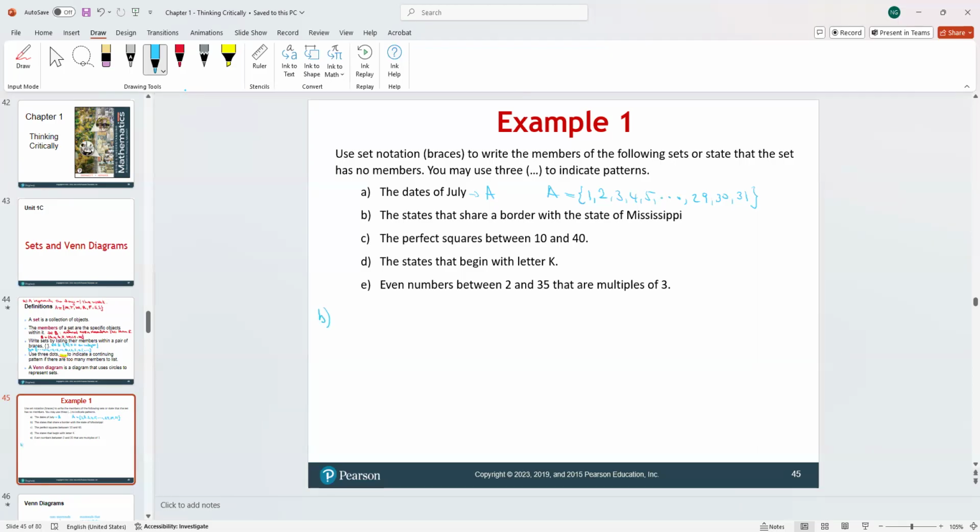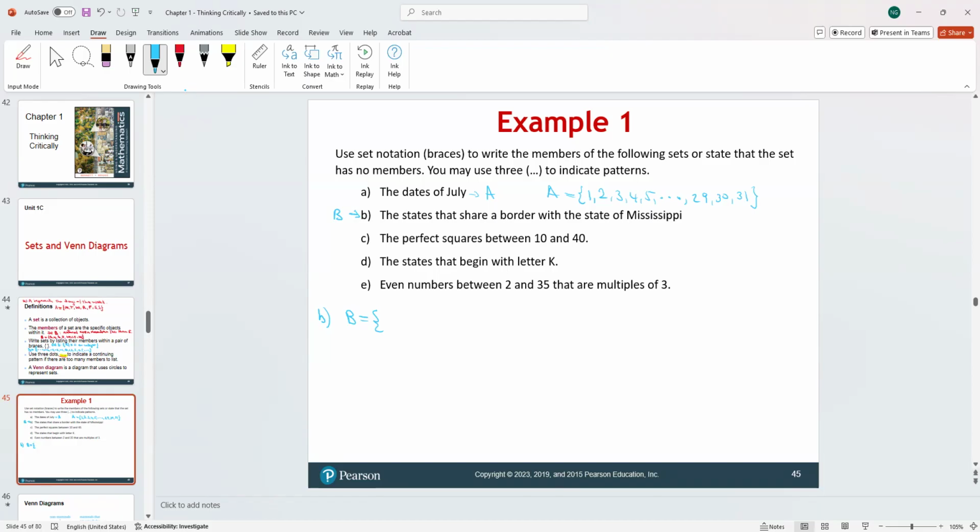Now, because I don't have enough space, how about we put B here? For B, they said the states that share a border with the state of Mississippi. So you will need to know the American map to understand it. Let's consider this one as set B. For those of you who are Americans, born and raised and went to school here, or even if you were not born and raised here but at least you studied U.S. history and geography, you should be able to look at all the states that border Mississippi.